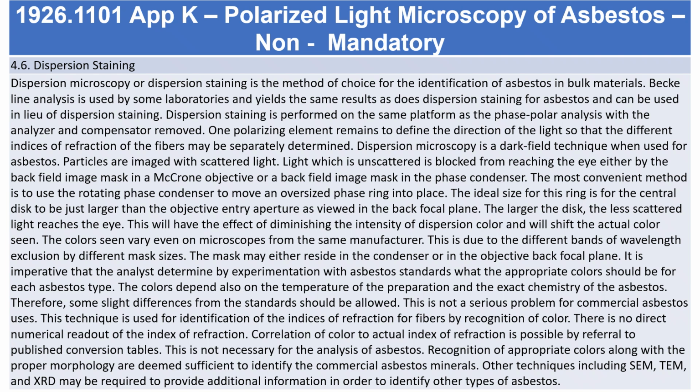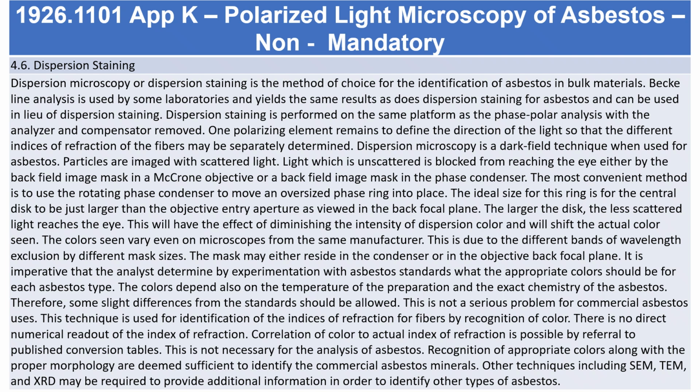Dispersion microscopy is a dark field technique when used for asbestos. Particles are imaged with scattered light. Light which is unscattered is blocked from reaching the eye either by the central stop mask in a Macron objective or a central stop mask in the phase condenser. The most convenient method is to use the rotating phase condenser to move an oversized phase ring into place. The ideal size for this ring is for the central disc to be just larger than the objective entry aperture as viewed in the back focal plane.